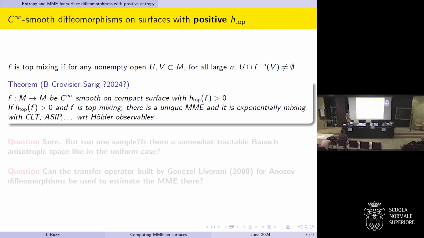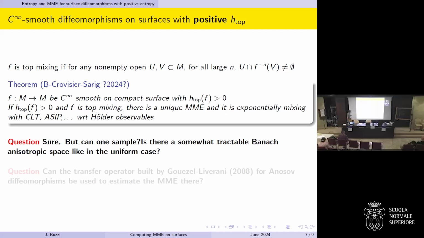Okay, so fantastic. We know a lot of things about MMEs for this non-uniformly hyperbolic situation. I mean, just infinitely smooth on a compact surface with positive topological entropy. We have repeated a large part of the theory of the uniformly hyperbolic theory, but have you seen one of these measures? Well, I must say I have not. I mean, I have in some trivial cases. So I would like to see them. Is there a way to sample them?